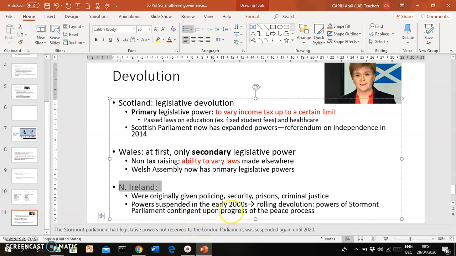Also, there was a suspension again in 2017 until early 2020 because of a certain controversy. So that makes it very clear which body actually has power, because these regional assemblies could lose those devolved powers. Okay, so I hope that is clear.